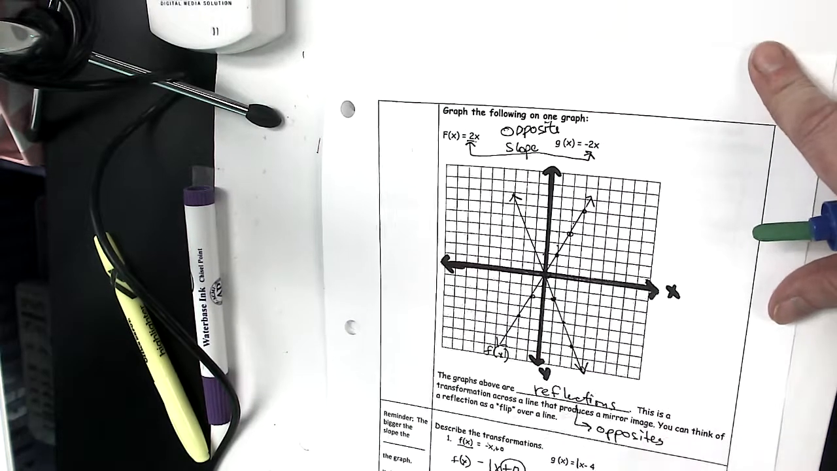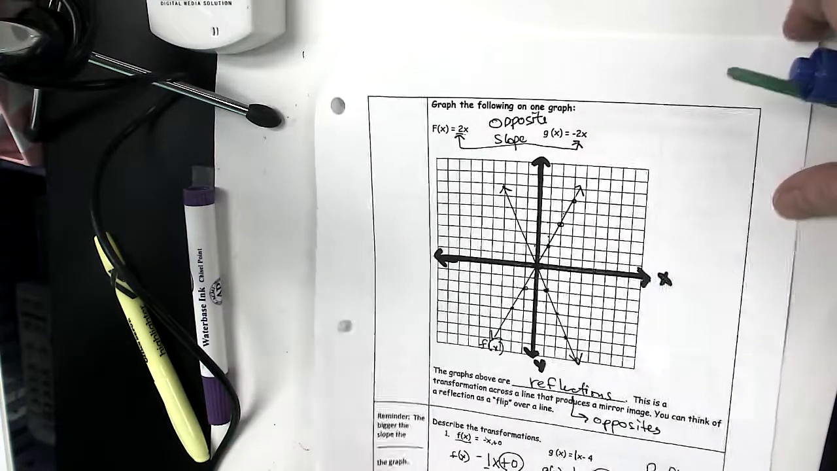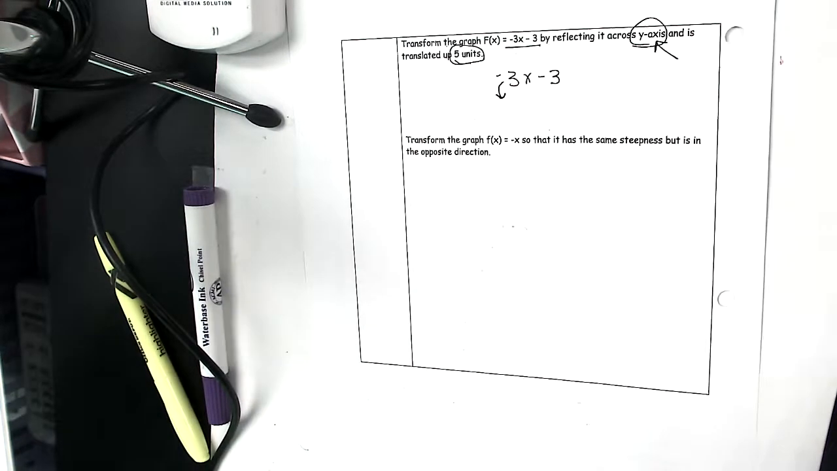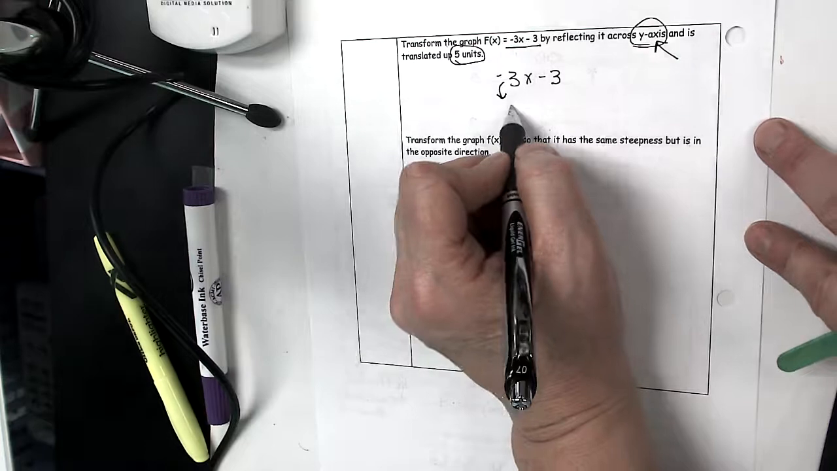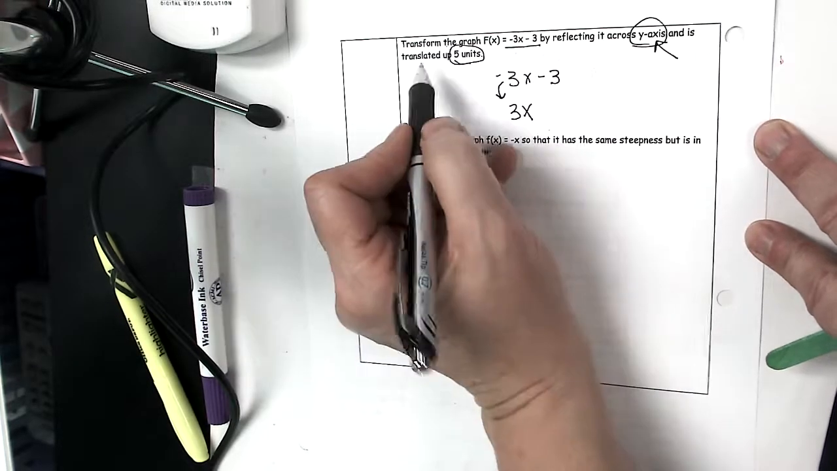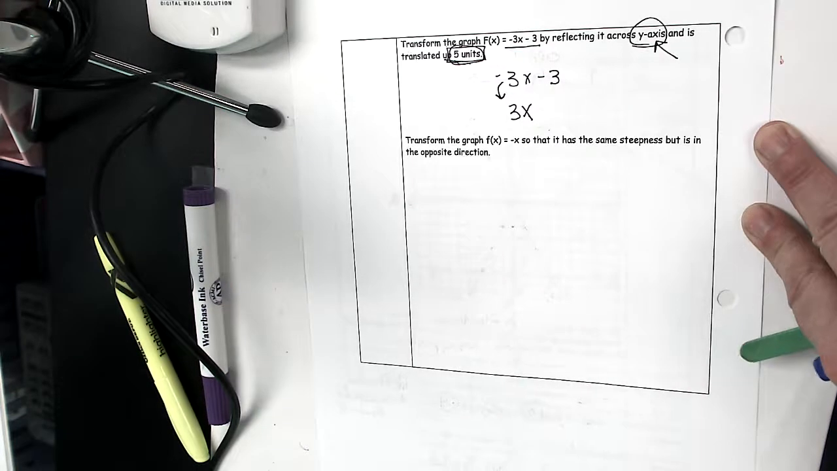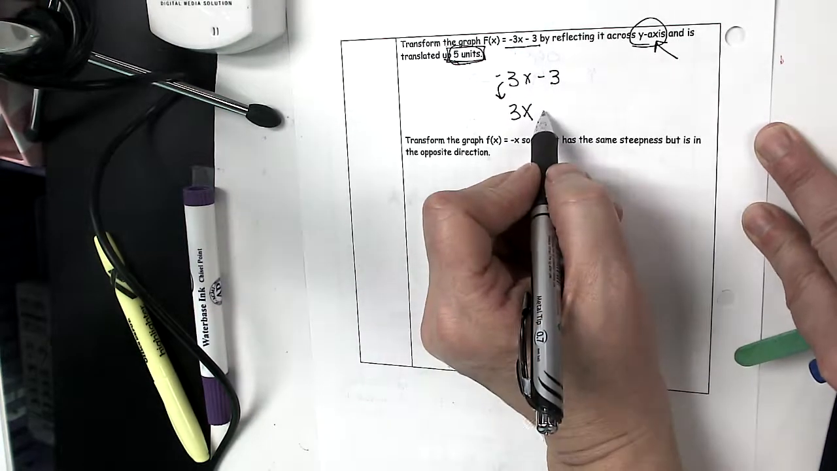Good, thank you. Okay, transform f of x, which equals negative x. What's the same as that? Negative 1x. So that it has the same steepness, circle it, but in the opposite direction. This should be an easy one. Don't say it out loud. Do it real quick.